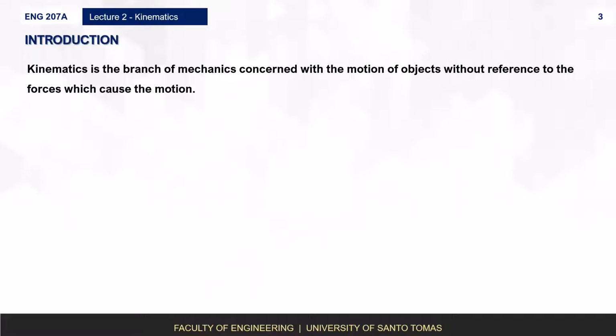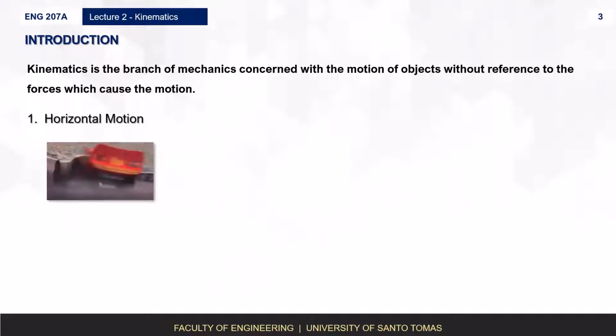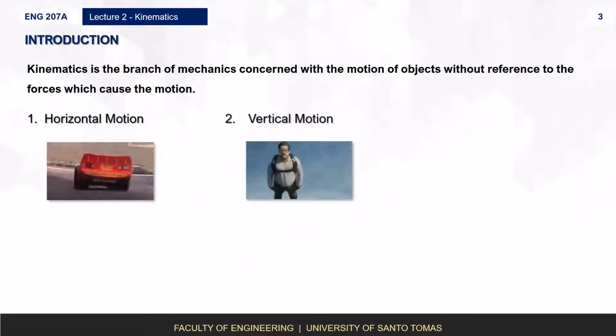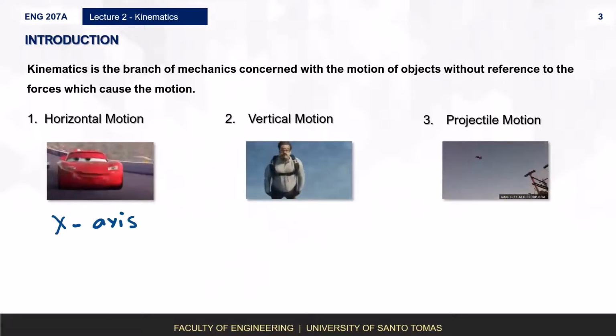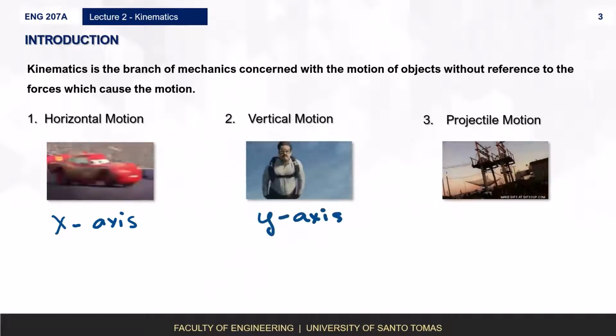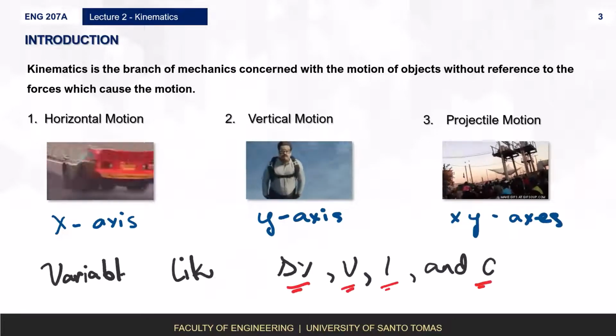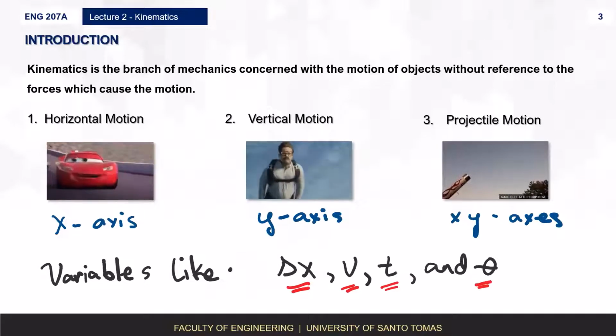So, kinematics is the branch of mechanics concerned with the motion of objects without reference to the forces which cause the motion. We will be dealing with the following motions, such as objects moving along the horizontal axis, the vertical motions, and of course, projectile motions. Such motions follow a path on the respective axis and we will be dealing with variables or parameters such as displacement, velocity, and time, as well as angle. Let's define those parameters.